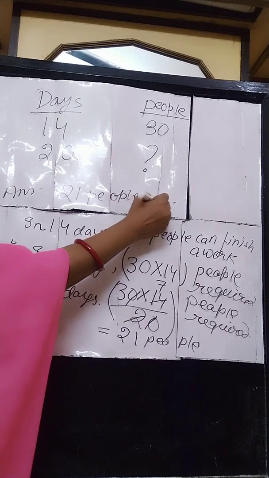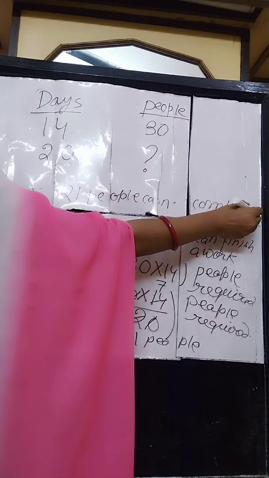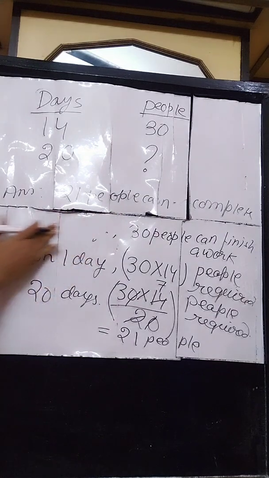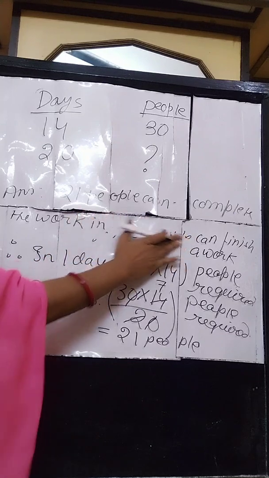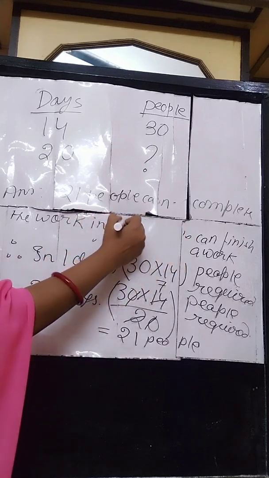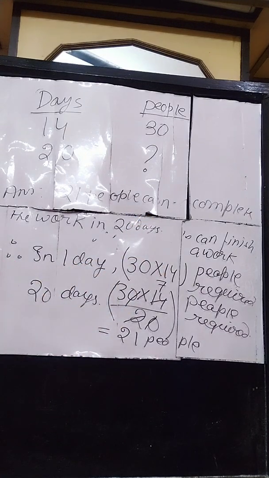21 people can finish the work in 20 days. This is how we will solve the sum. You have to write a full sentence answer after each sum, because these are problem sums and you may lose marks if you avoid answering in a full sentence.